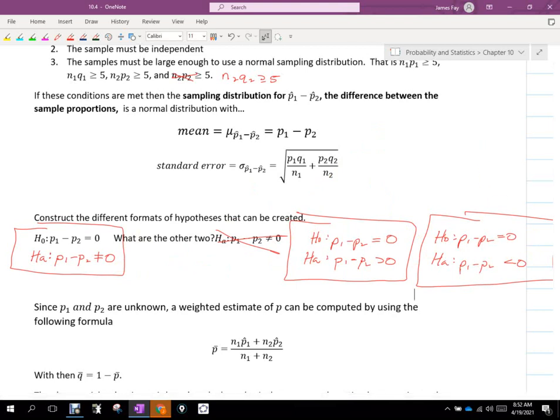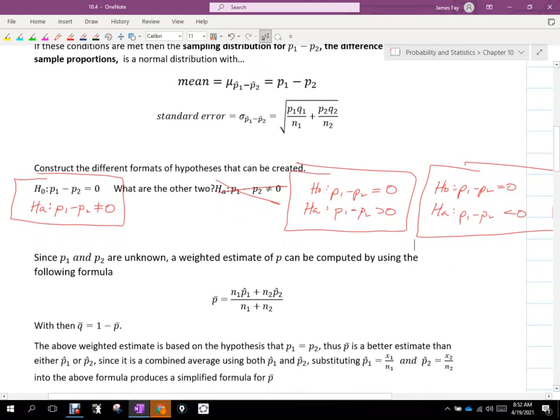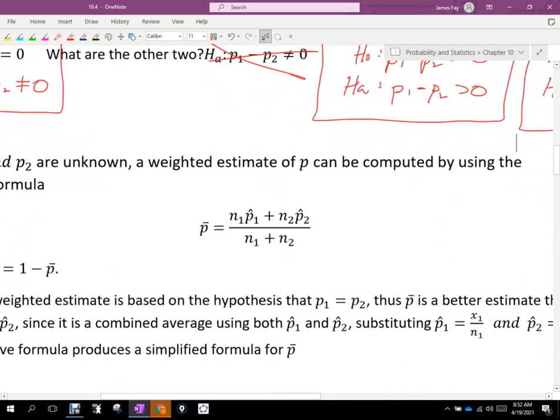Since P1 and P2 are unknown, that is, the proportion from population 1 and the proportion from population 2 are unknown, a weighted estimate of P can be computed using the following formula. We call that P bar. We want to use P in our formulas for the test statistic, but we don't know the entire populations that P1 and P2 are representing.